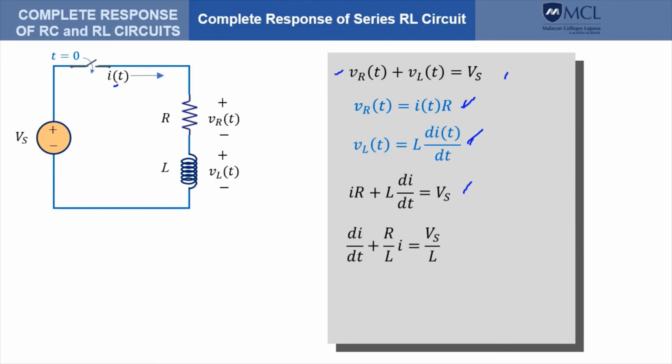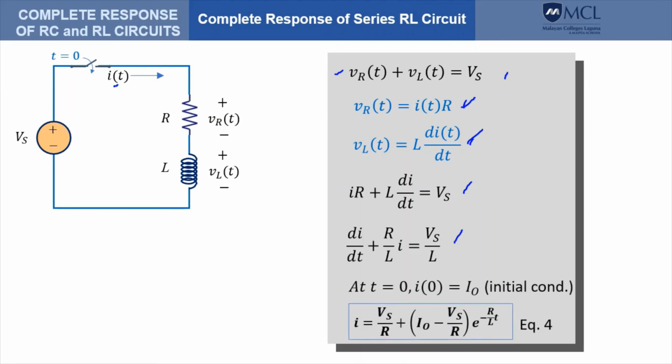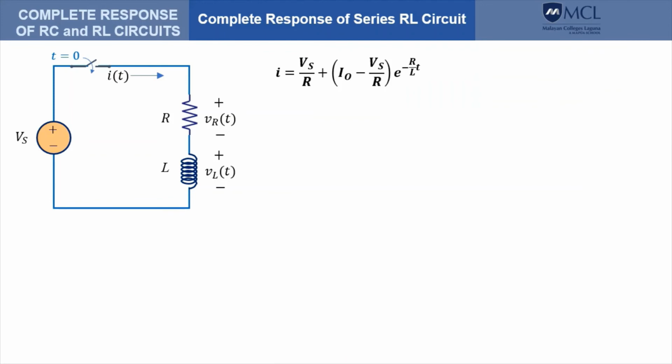Simplifying it, we'll get this format. Using the initial condition that at t equals 0, the current through the inductor is I sub naught, we will get the solution for I as shown in equation 4. So here is the equation for I again. We can plot that equation, and that will give us this plot. Similar to V sub C, I will start from a certain value because we assume that at t equals 0, I equals I sub naught. And it grows until it reaches a constant value V sub S over R.